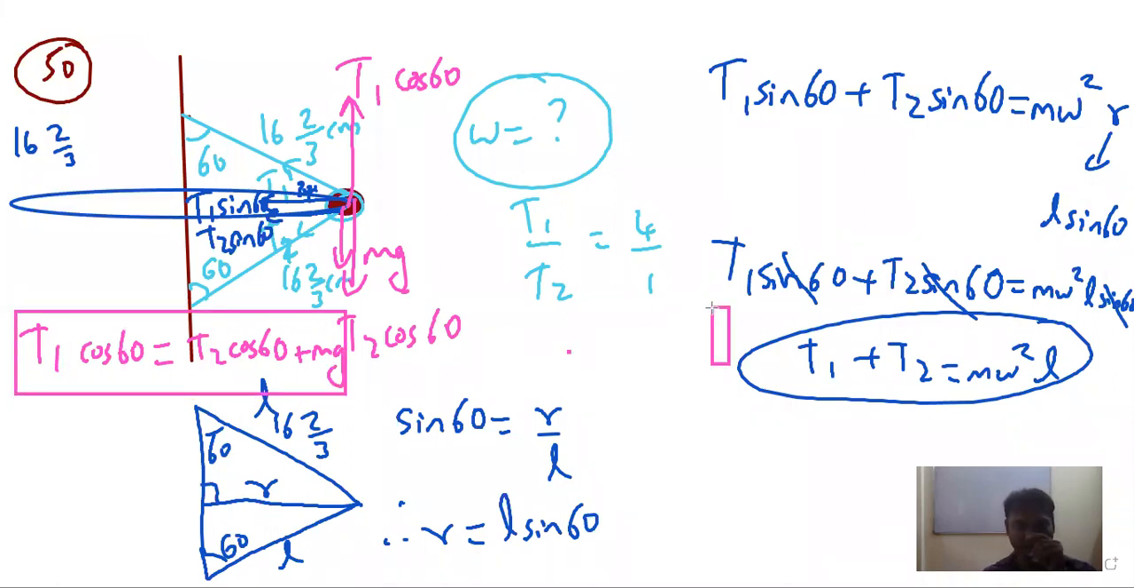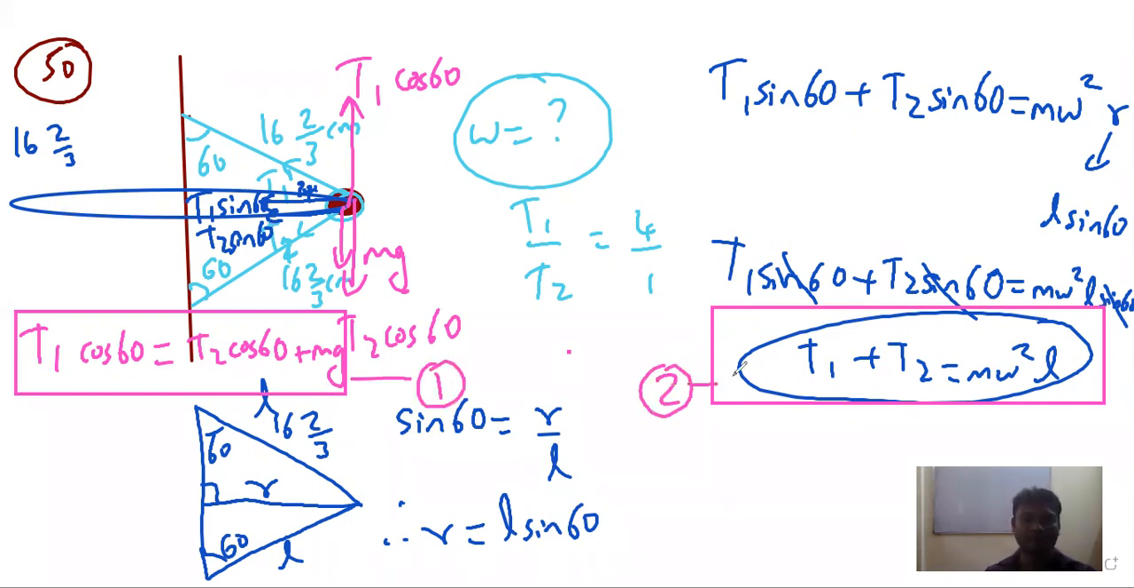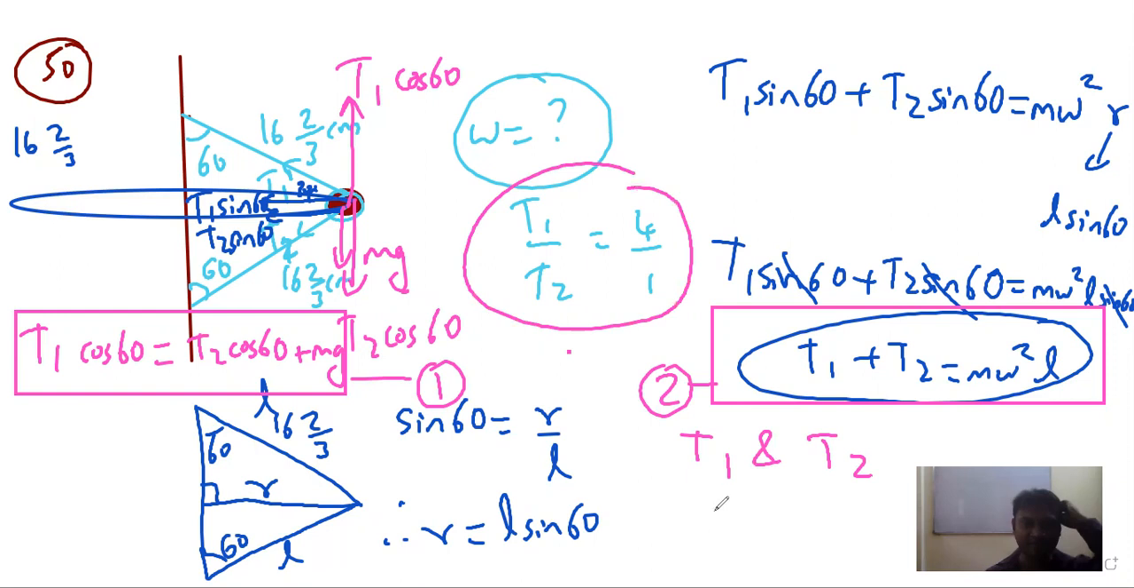Now we have two equations, one in horizontal, one in vertical. So we have to solve these two equations for T1 and T2. I'll call this equation number 1, I'll call this equation number 2, and I'll solve these two equations for T1 and T2. And then I'll put that in this equation, T1 upon T2 is 4:1, and calculate the value of omega. So that is how we'll solve this question.